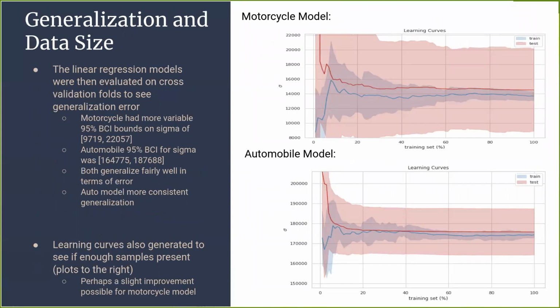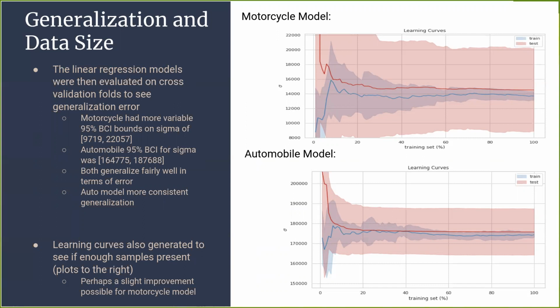Next, we looked at how well our models generalized. So we went ahead and ran cross-validation and found that the motorcycle model generalized pretty well on average. Our 95% Bayesian confidence interval was 9,000 rupees to 22,000 rupees. So a little bit of spread there, but nothing too unbelievable. And then for the automobile case, we saw that our 95% Bayesian confidence interval was proportionally more compact, with a range of 164,000 to 187,000 rupee error.